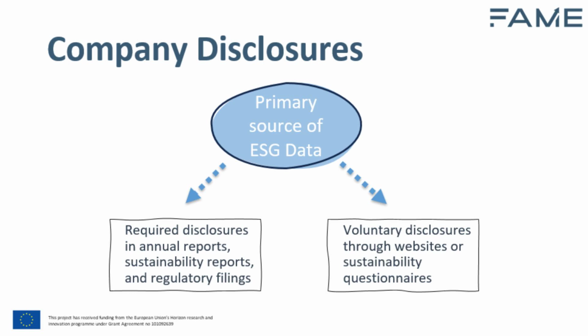Examples of commonly used reports include corporate social responsibility (CSR) reports and integrated reports. Companies may also voluntarily disclose information through other means such as websites or sustainability questionnaires.